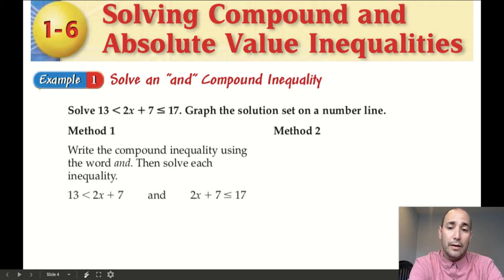So basically I took that inequality and wrote it as two separate inequalities, right? 13 is less than 2x plus 7, and 2x plus 7 is less than or equal to 17. So I can go now and just solve each one separately. So I'm going to solve this one.